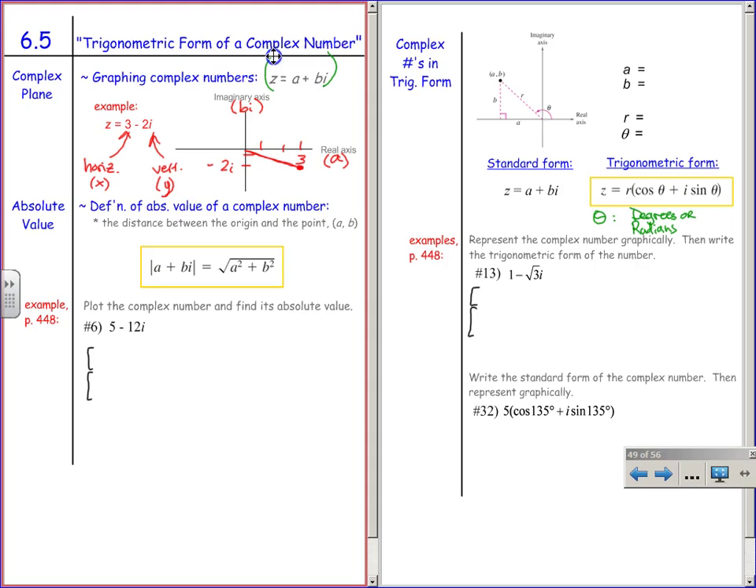It has real pieces, it has imaginary pieces. So actually, the absolute value of a complex number, down here when we find the absolute value of 5 minus 12i, it has nothing to do with making it all positive. It has everything to do with magnitude. Like vectors. Vectors have magnitudes, and complex numbers have magnitudes too.